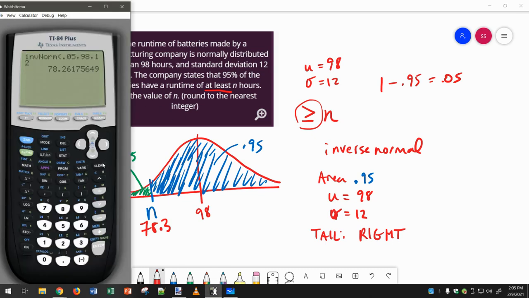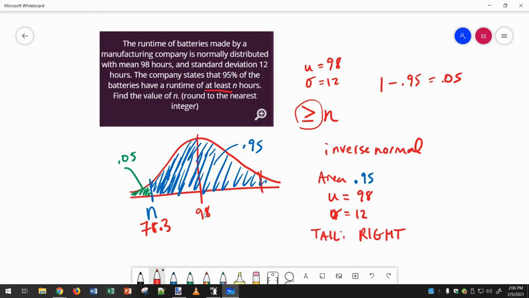Just to show you a common mistake, if I do inverse normal on the old calculator and I just type in the 95%, and then I go 98 and 12, I would get a number way higher than 98, which is like way out here. That's the other tail. That would be this 0.05. So make sure you're finding the right side of the curve by drawing it out, and then you can see if your answer makes sense, if it's higher than the mean or if it's lower.